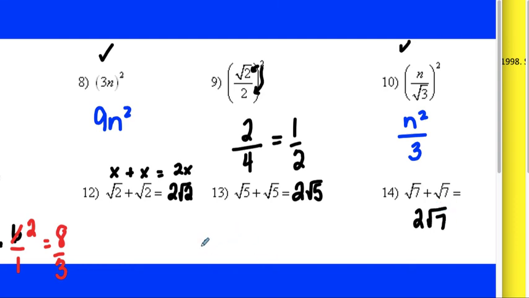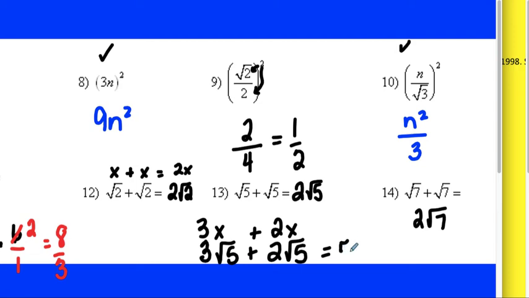Now, you could get something like this: 3 root 5 plus 2 root 5. And again, it would just be like 3x plus 2x. So 5x, or 5 root 5 in this case.